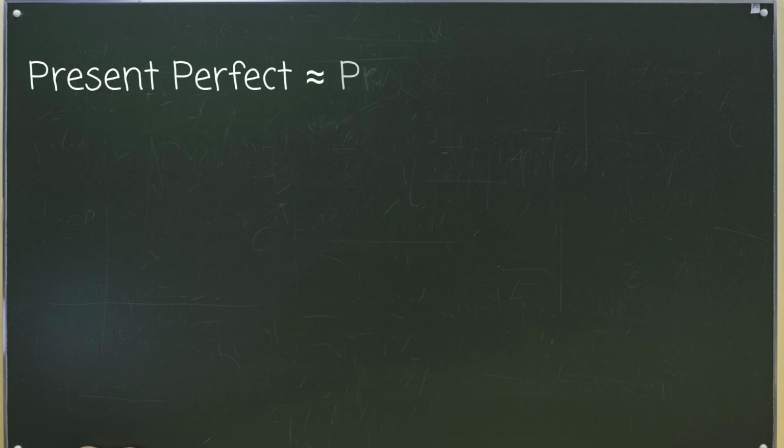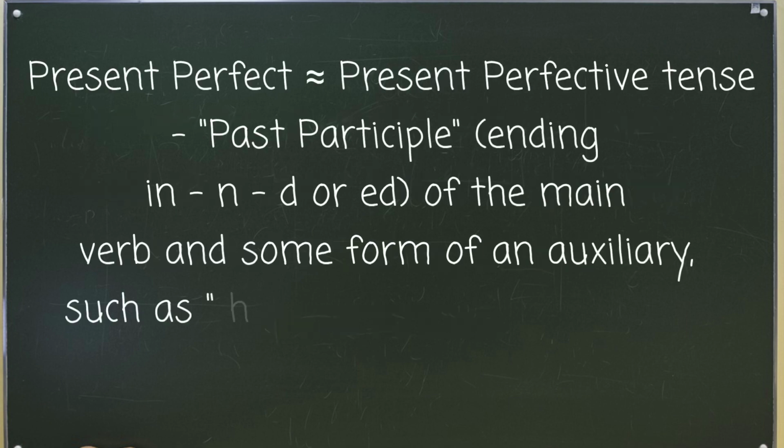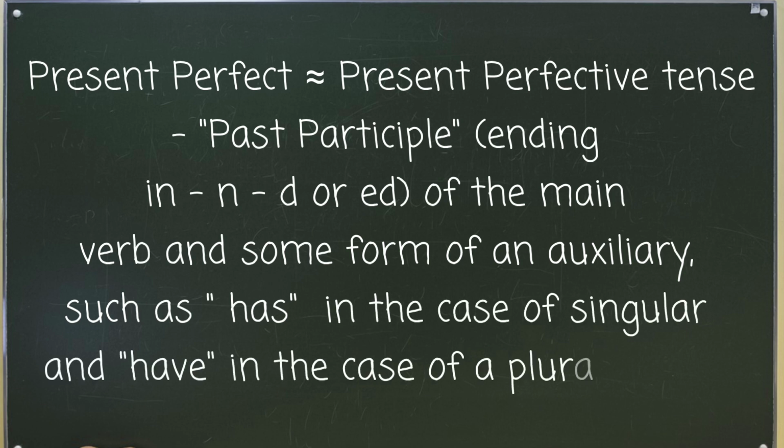So the present perfect, which is also known as the present perfective tense, is a combination of the past participle, ending in en, n, d, or ed, of the main verb and some form of an auxiliary such as has, in case of a singular subject, and have in case of a plural subject.